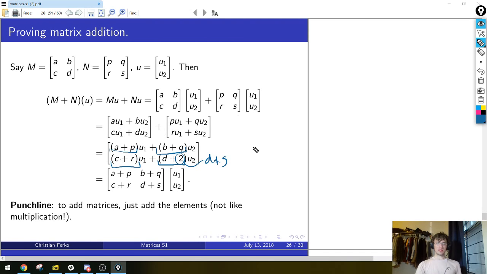I mean, so this was kind of a complicated proof, just keeping all these 8 numbers, A, B, C, D, P, Q, R, S, and doing the multiplication and summing. But at the end of the day, what we found is that the rule for adding matrices is way easier than the rule for multiplying matrices. Multiplying matrices required the horizontal line, vertical line mnemonic, but the rule for adding matrices is much easier. You just add the components. A plus P, B plus Q, C plus R, D plus S. Just add the elements. Addition is much easier.